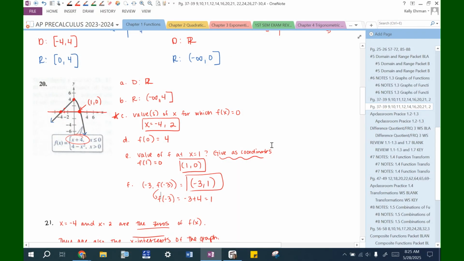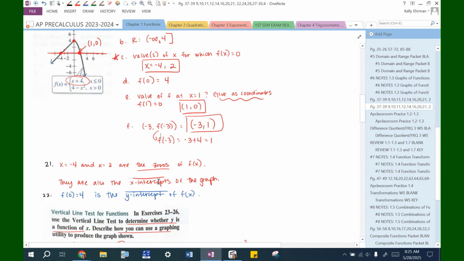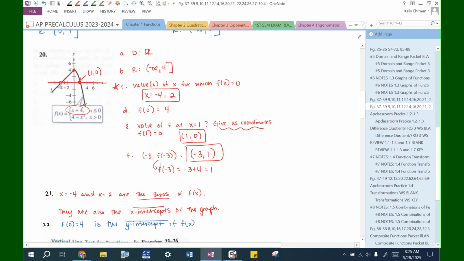All right, and then I didn't erase my work for these, so I'm just going to keep this up and talk through it. So 21 said to find the zeros and the x-intercepts. So x equals -4 and x equals 2 are the zeros of f of x. You can also call those x-intercepts of the graph. And I'm not sure why this line is up here. Okay, and then for 22, f of 0 equals 4. That would be the y-intercept, where you're crossing the y-axis.